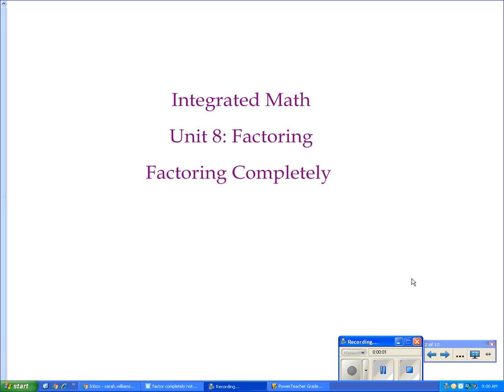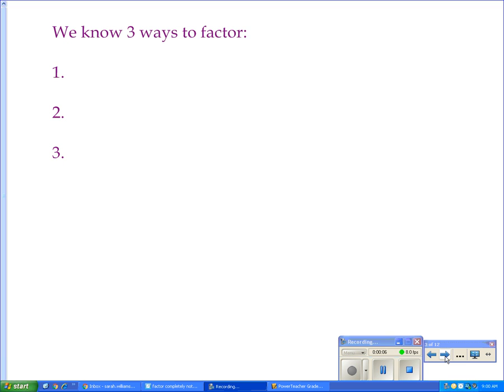Factoring completely, so we're going to tie everything together that we've learned. We've learned 3 different types of factoring. Anybody know one of them? One we learned yesterday. How many parts did it have yesterday? 3 parts. All right, so we'll start with that.